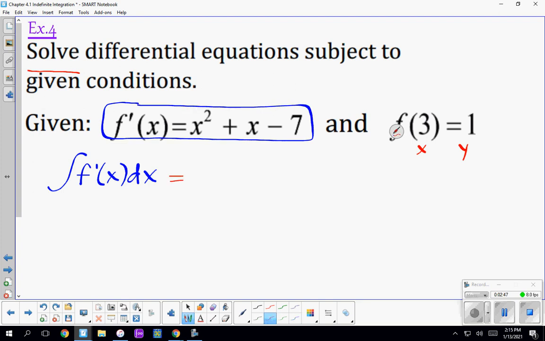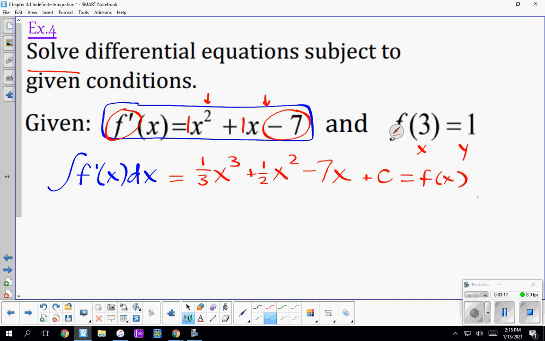When we integrate, remember that reverse power rule, we're going to add 1 to this exponent first, and then we're going to divide. So whatever that coefficient is there, we're going to divide. Then here, again, we're going to add 1 to this exponent, and then we're going to take that coefficient and divide. And finally, -7x is the antiderivative of -7. Just don't forget that we have plus c. And since this was f prime, when I integrate, I get f of x. So this is my general solution.